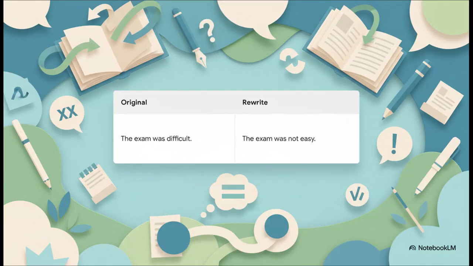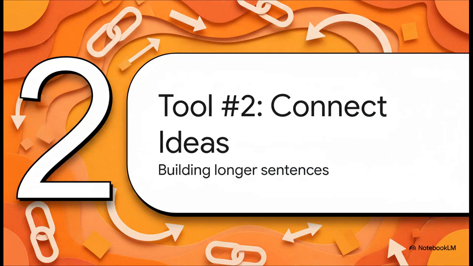If you say, the exam was difficult, you're saying the exact same thing as, the exam was not easy. See what we did there? We just swapped difficult for its opposite, easy, and added not. Simple. It's a really smart, subtle way to say the same thing, but with a little more style. Okay, so we've got a handle on tweaking single sentences. You ready to level up?